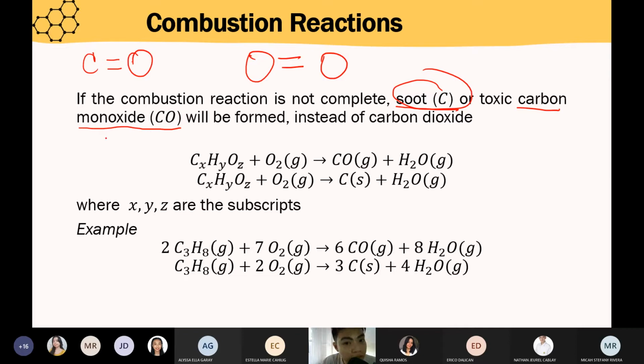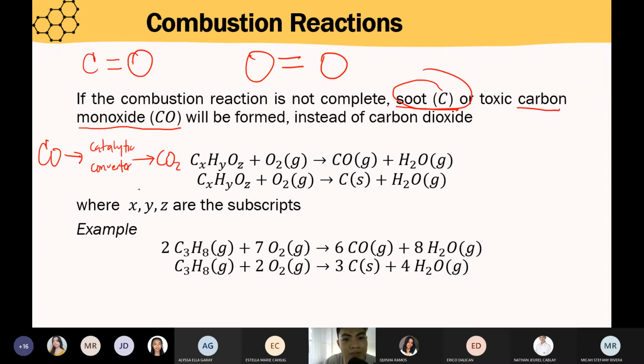Okay? So that's the danger of using old cars, no, that are not well equipped with catalytic converters. Okay, so what happens in catalytic converter of your car is that these carbon monoxides are further converted into carbon dioxide. Okay, so yung CO, pag nagpasok yan ng catalytic converter ng sasakyan, it turns into CO2. Okay? So this is better.